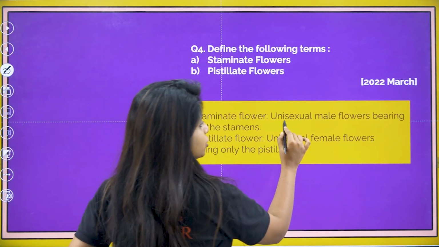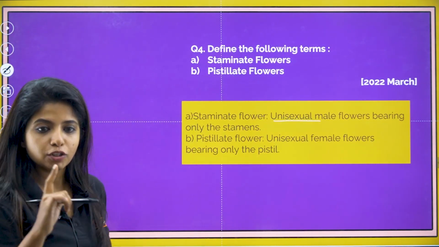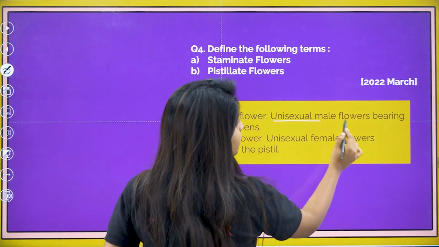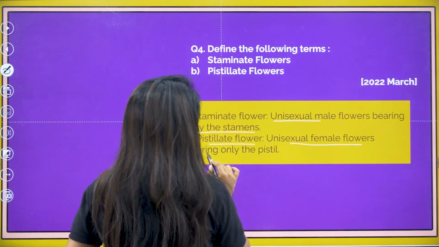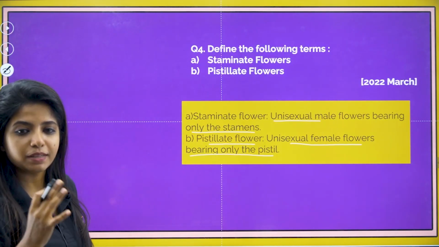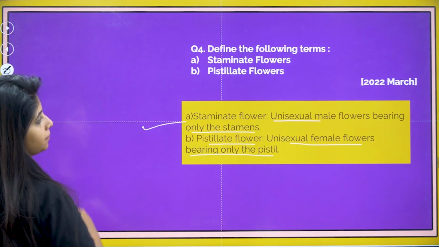Staminate flowers, unisexual flower. Unisexual means there is only one sex. So unisexual male flowers bearing only the stamens. Pistillate flowers, unisexual female flowers bearing only what? The pistil. So your answer is this.